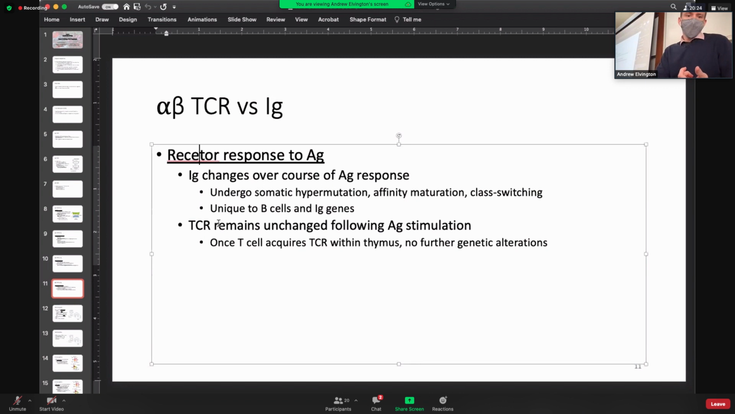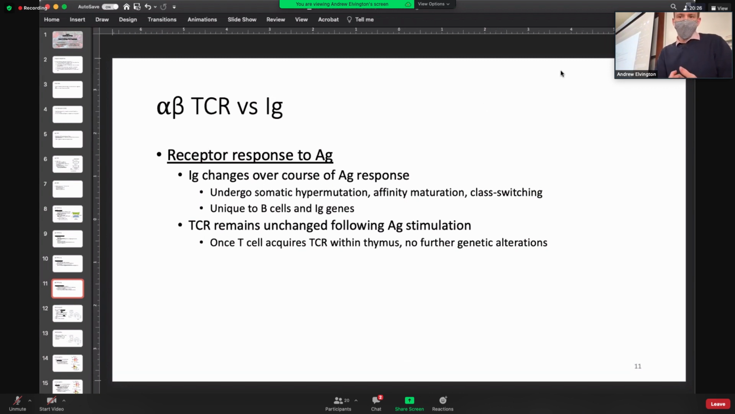Oh man, receptor changes. Does the Ig during a B cell response, does it ever change? Does it change for the better or the worse?